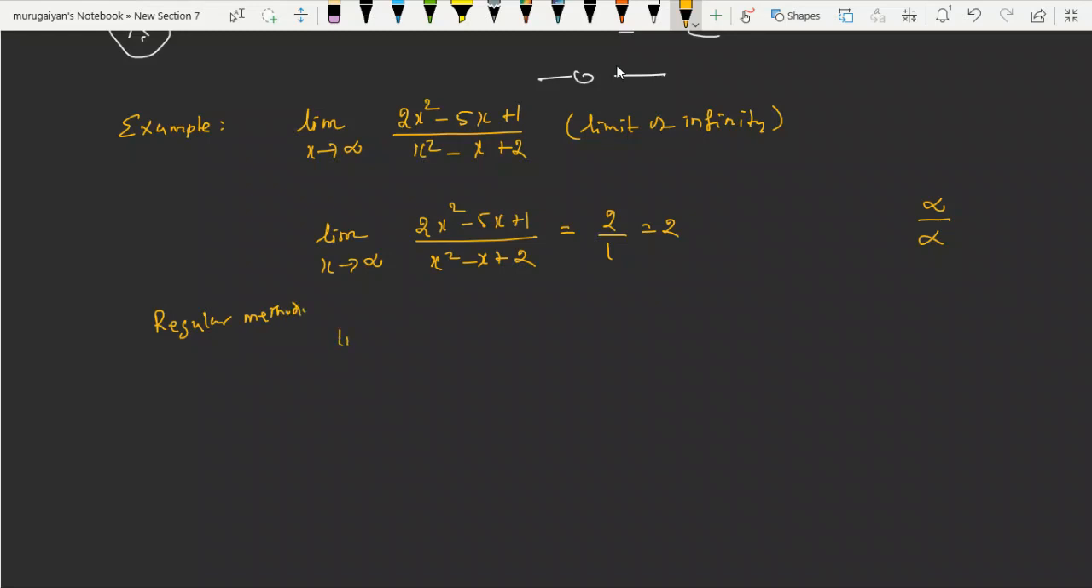And limit as x approaches infinity, divide every term by the highest degree term x square. So 2 minus 5 by x plus 1 by x square. Denominator also 1 minus 1 by x plus 2 by x square. Now taking the limit, 2 minus 0 plus 0, 1 minus 0 plus 0. So the final answer is 2. Okay, copy it.